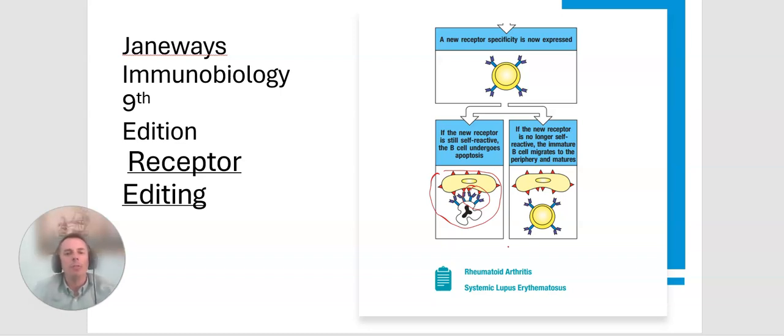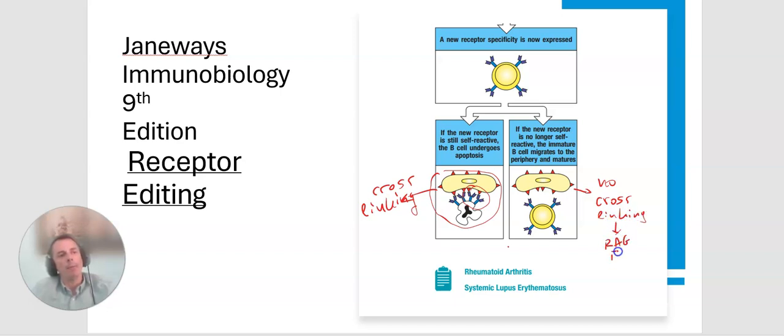The rearrangement continues until a non-autoreactive receptor is produced, or until no additional light chain V and J gene segments are available for recombination. So on the left, cross-linking is present, no further cross-linking, no more RAG protein, no further gene rearrangement, and development continues.